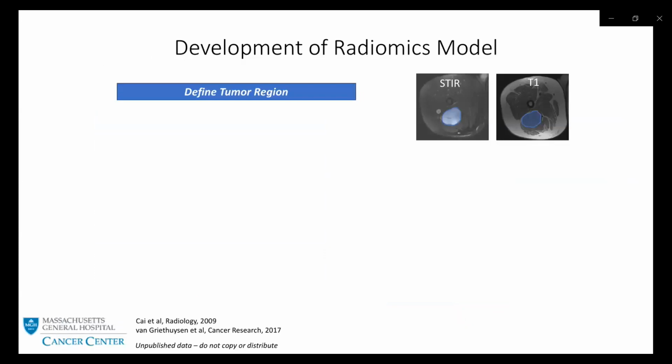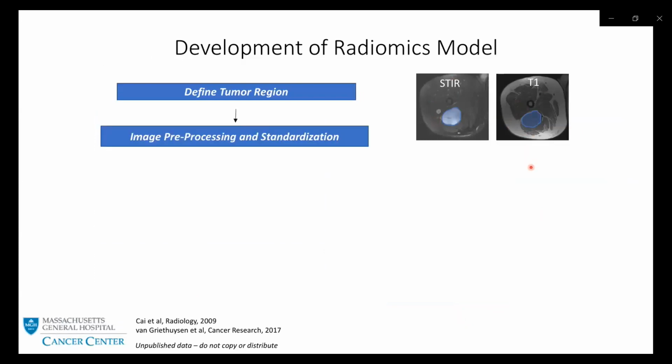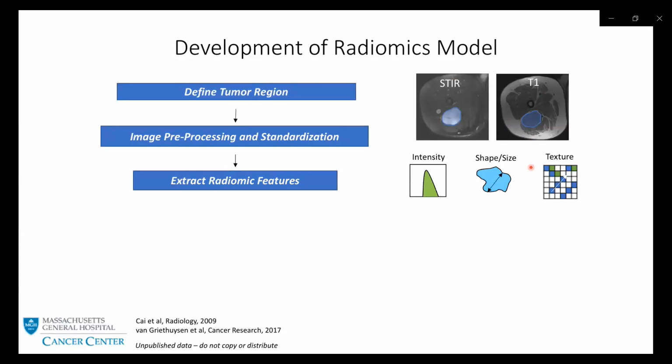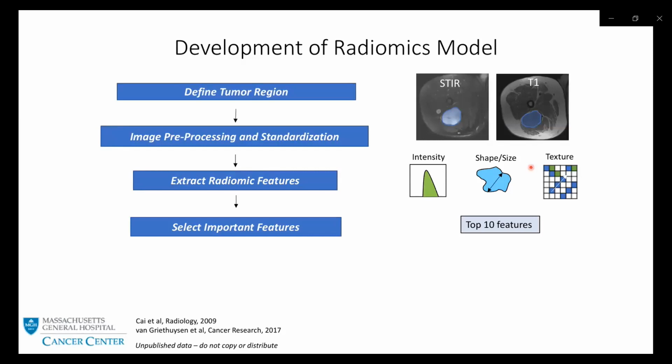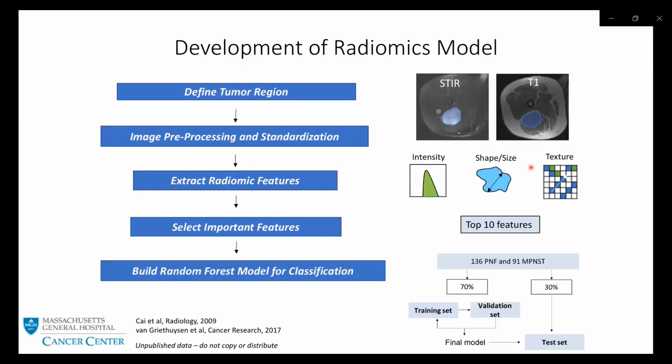The first step in model development was to segment tumors on STIR and T1 images. Next, we performed image preprocessing and standardization. This is important to harmonize differences in MRI scanners and imaging protocols between and within centers. We then extracted radiomic features from the images and selected the top 10 most important features. These features were then used to build a random forest model to distinguish between plexiform neurofibromas and MPNSTs.